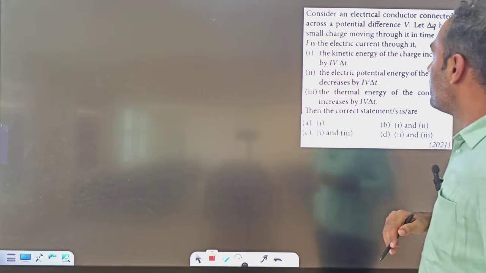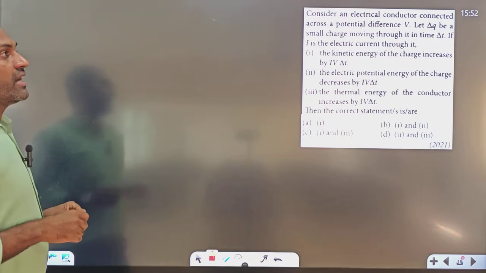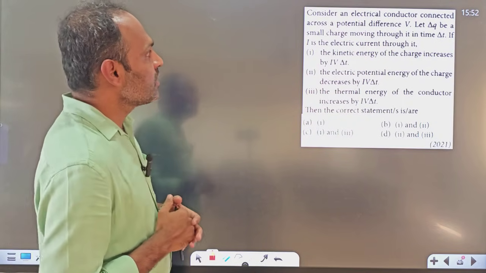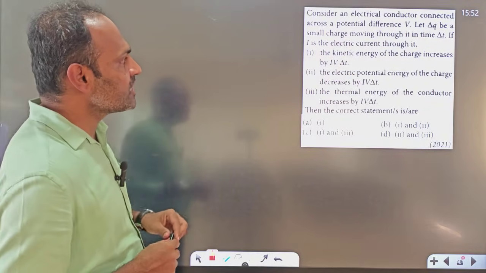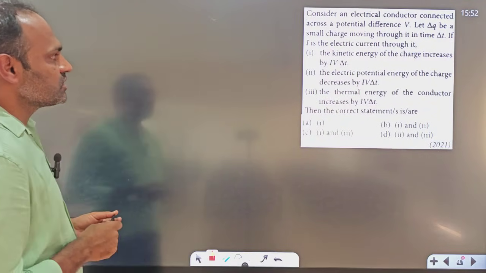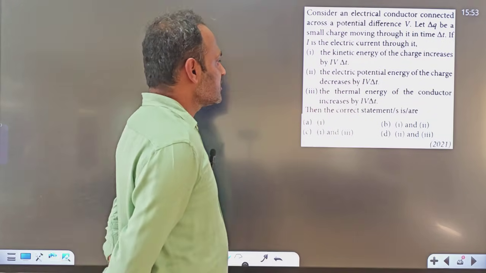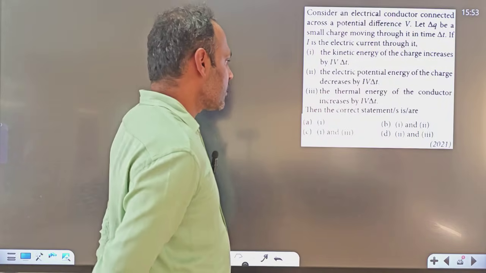This is from 2021. Consider an electrical conductor connected across a potential difference V. Let delta Q be the small charge moving through it in time delta T. If I is the electric current through it, kinetic energy of the charge increases by IV delta T. Electric potential energy of the charge decreases by IV into delta T. The thermal energy of the conductor increases by IV delta T.